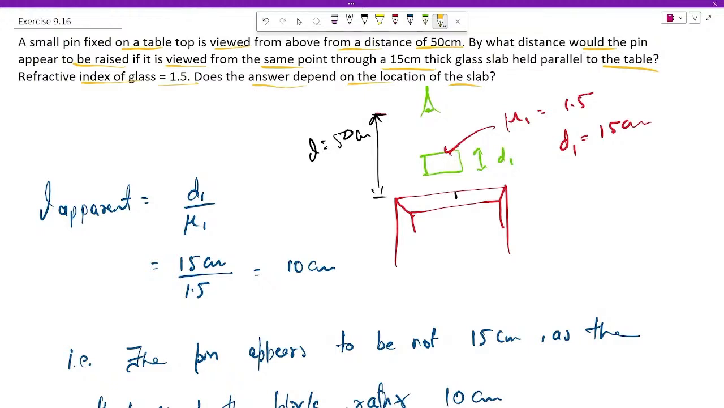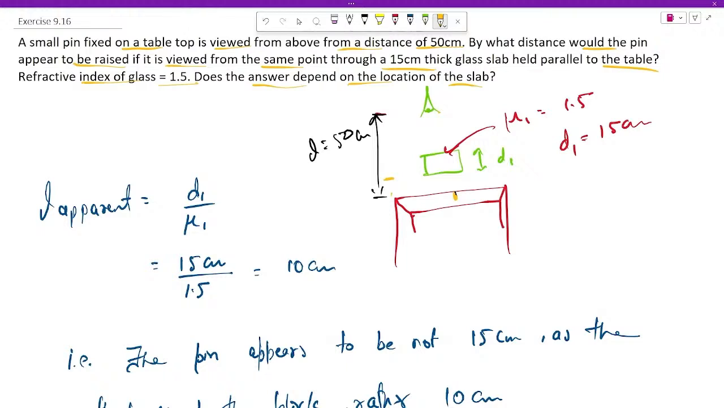So here there is a pinpoint on the table, and there is a slab through which an observer is viewing the pin top. Now we have to find out by what distance this top will appear elevated. Since the actual distance is 50 centimeter, by what distance will it appear elevated because of this glass?